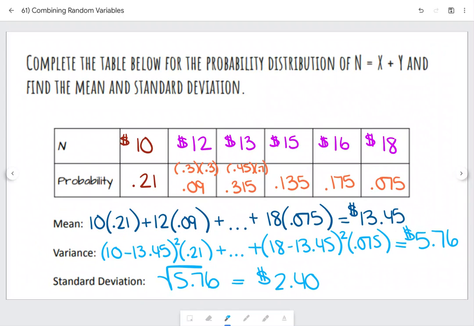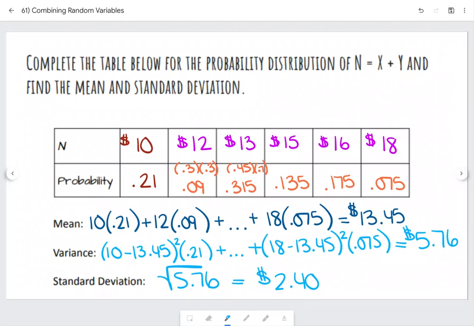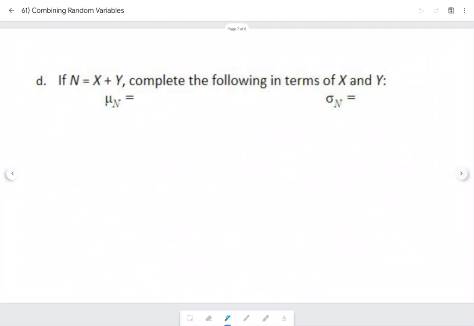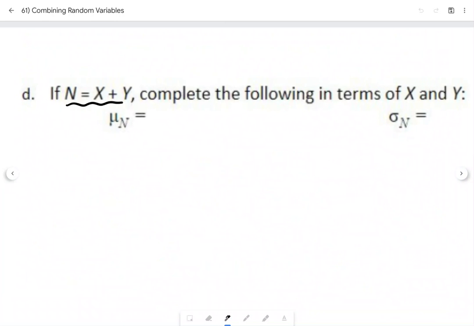So I want to see if this checks out for us. So I'm trying to develop a rule here. So we know we took the two together. So we have if N is equal to X plus Y, complete the following in terms of X and Y. Basically, when I'm looking at this here, this is saying that when I add the means together, what did we end up with?